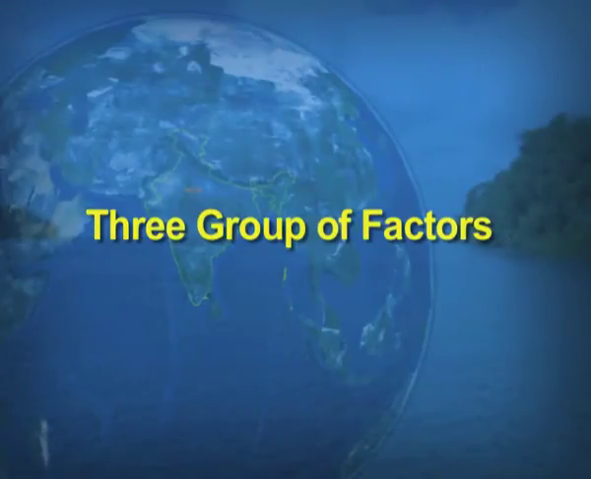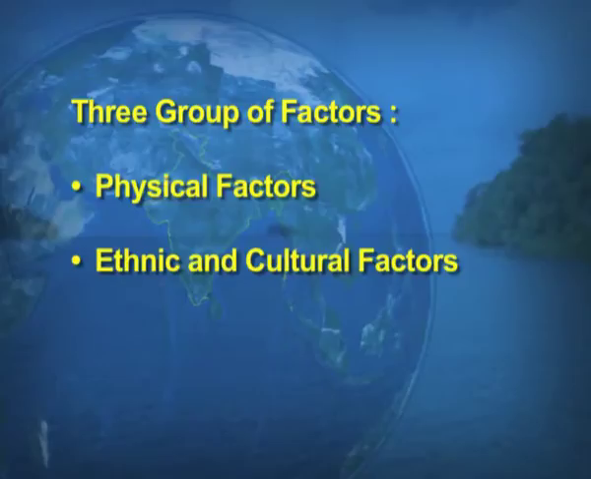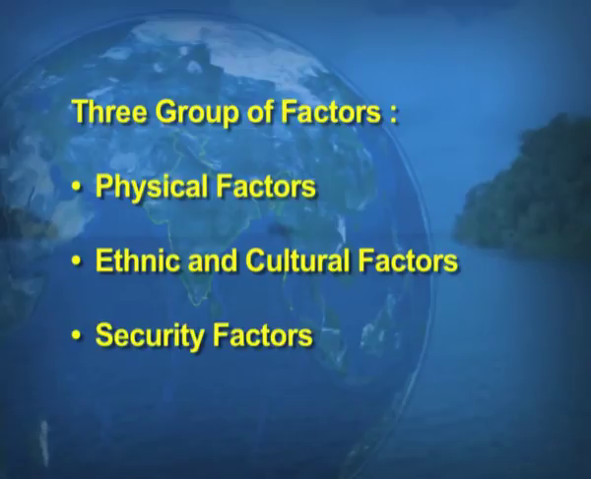There are 3 groups of factors which affect the types of settlements. Settlements means here we are talking about the rural settlements. Number 1, the physical factors. Number 2, ethnic and cultural factors. And number 3, a very important factor for the rural settlements is the security factors for the people living in those areas. Now, first we take up the physical factors.